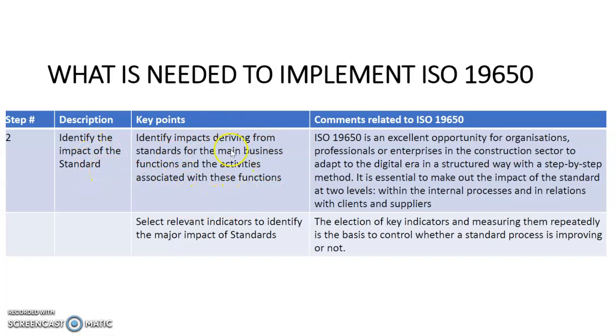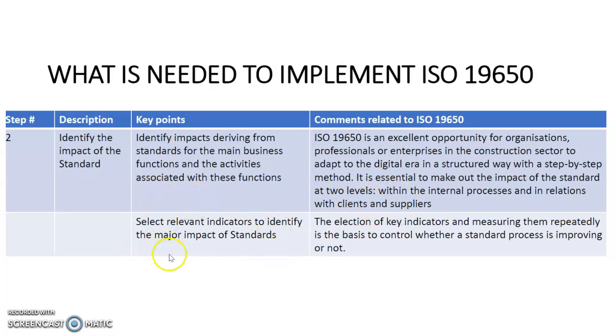Step 2 requires identification of the impact of the standard. What the company needs to do is to identify the impacts deriving from the standards for the main business functions and the activities associated with these functions. The standard is a very good opportunity for companies or even professionals in the construction industry to adapt to the digital era in a structured way with a step-by-step method. It is essential to make out the impact of the standard at two levels: the internal processes within the company, and externally when the company is interacting with the clients and the suppliers.